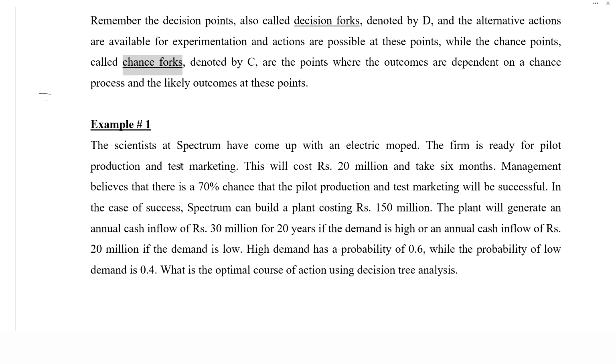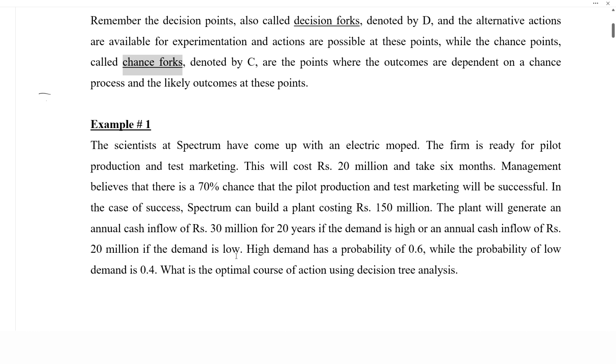High demand has a probability of 0.6, hence low demand has a probability of 0.4. Again the question, can there be 3 types of demand: high demand, medium demand, low demand? Here we have considered only high and low. If you consider high, medium, low, it can be, for example, 0.5 high, 0.3 medium and 0.2 low. So, obviously, the probabilities would all add up to 1. Now, the question is: what is the optimum course of action using the decision tree analysis?